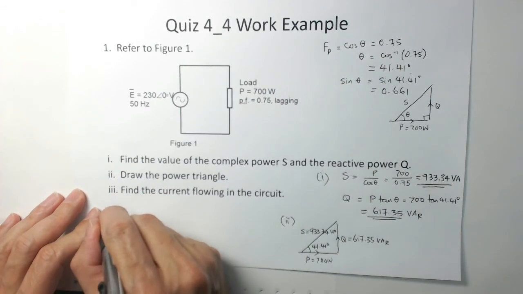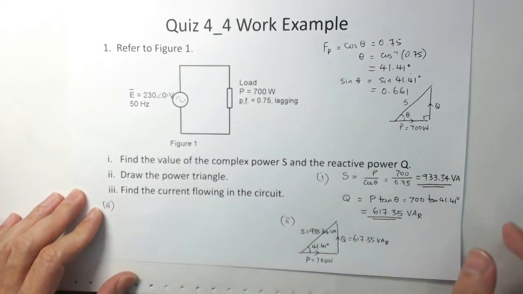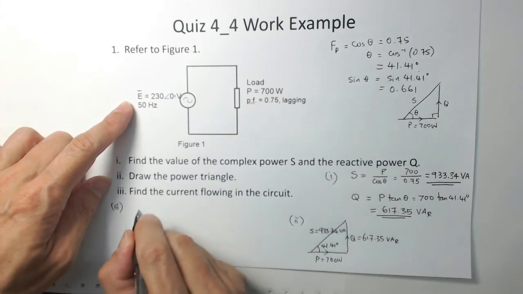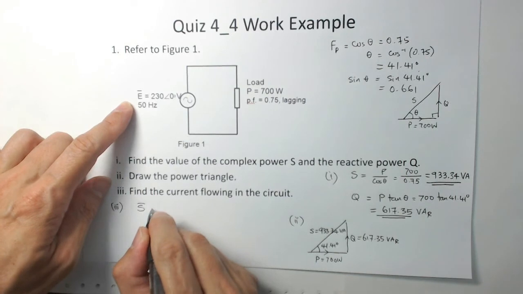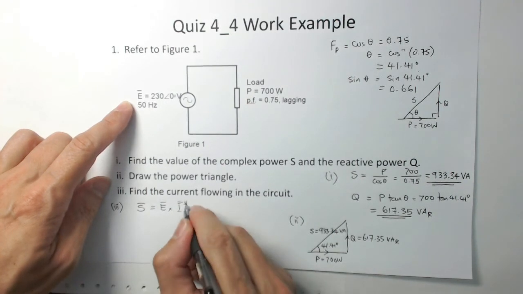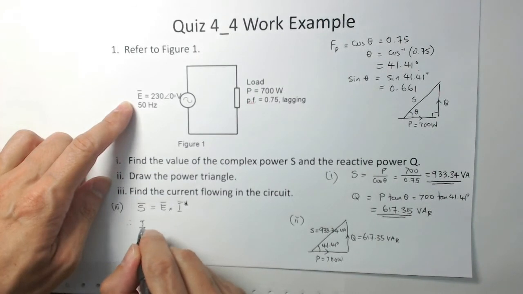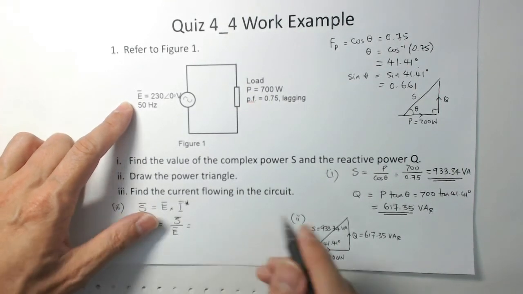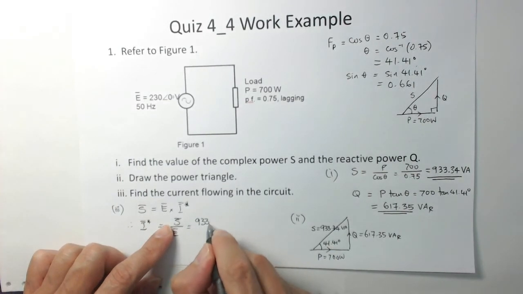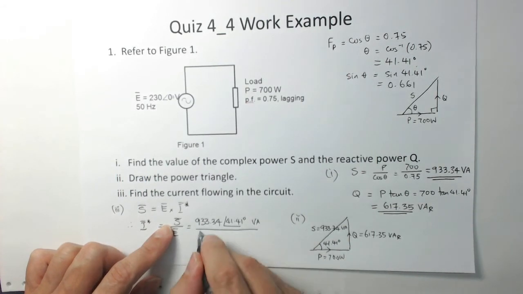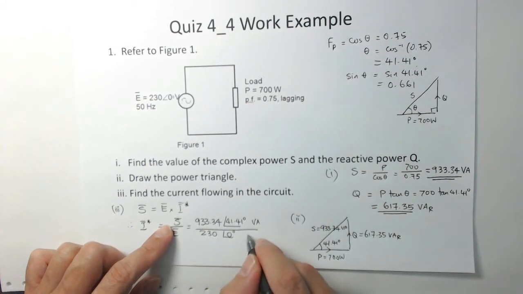And finally, part 3 wants me to calculate what's the current. Now, to calculate the current, I have to make use of the voltage and this complex relationship: S is E times the conjugate of the current I. Therefore, I conjugate must be S vector over E vector. Now, S vector is just 933.34 angle 41.41 degrees VA divided by 230 angle 0 degrees volts.